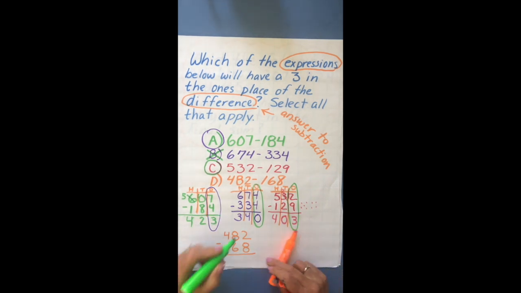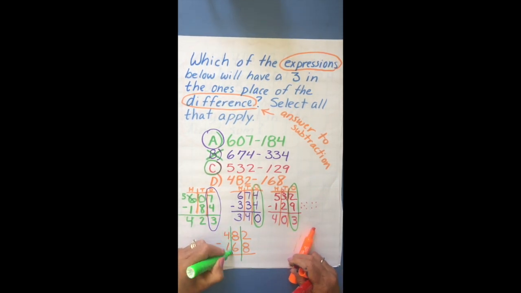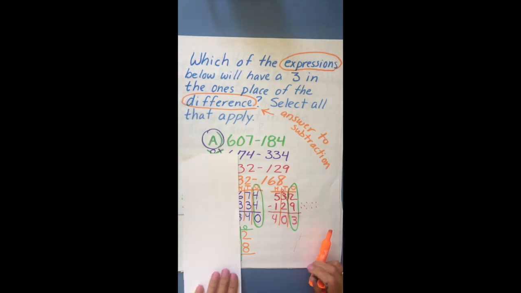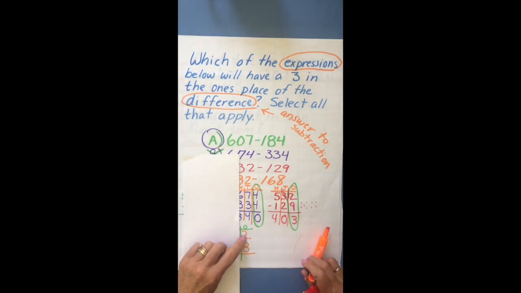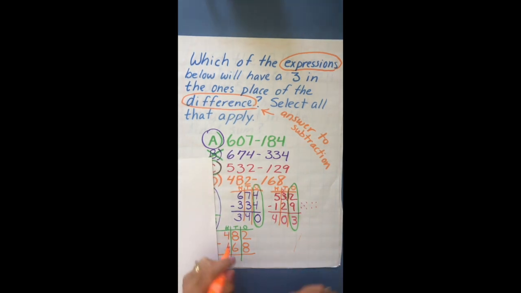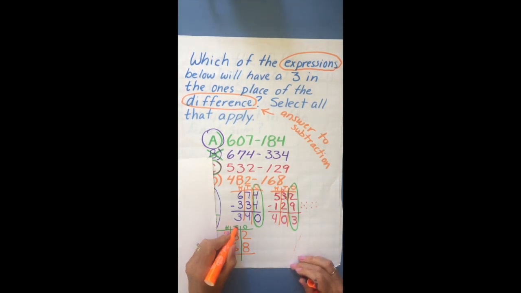And I'll do my place value chart in green this time. Ones, tens, hundreds. Now I have 2 in the ones place. Can I take away 8? 1, 2. No, I can't. So I have to go next door, change this to a 7, and grab 10 more.